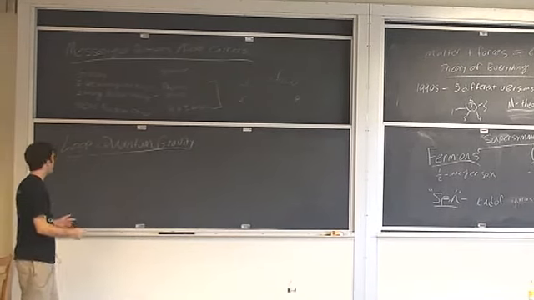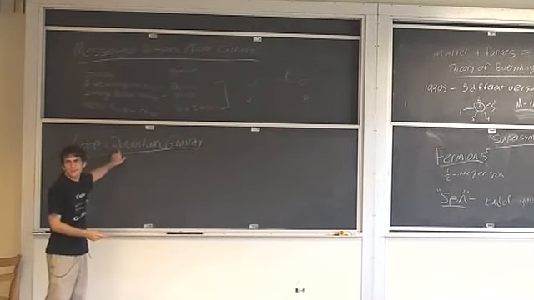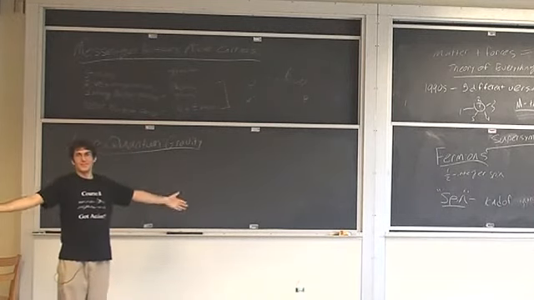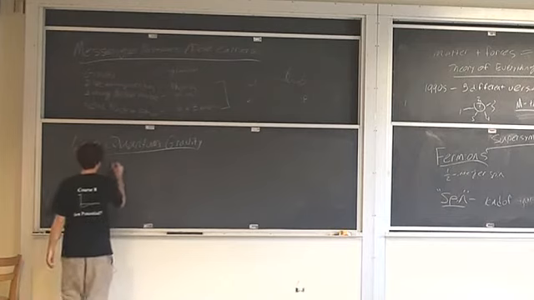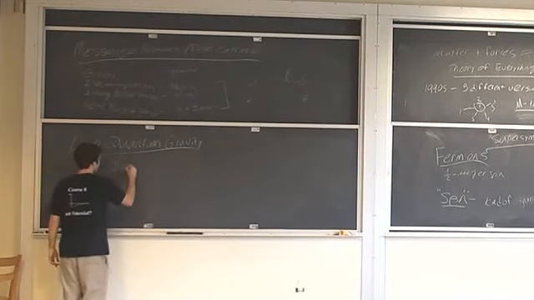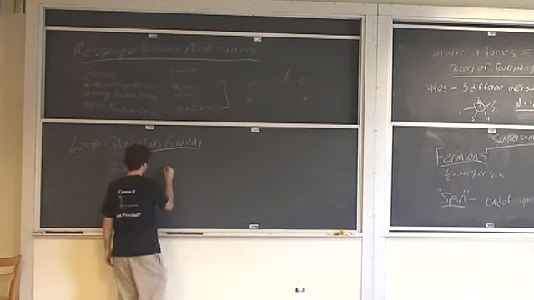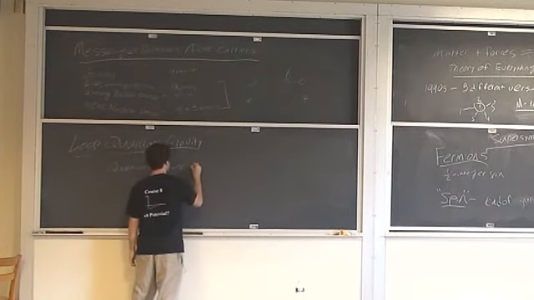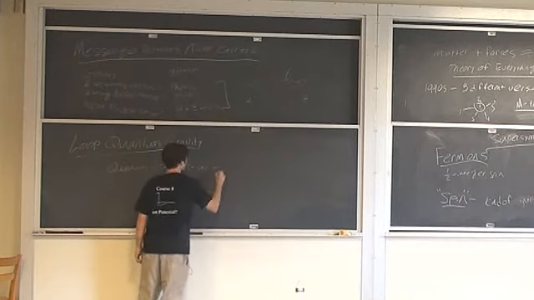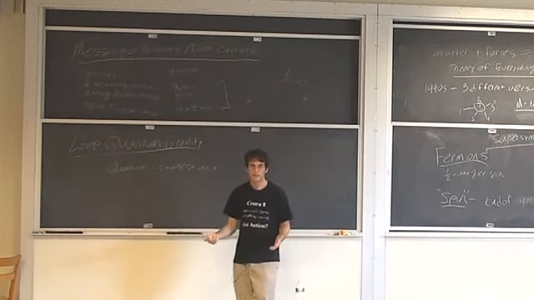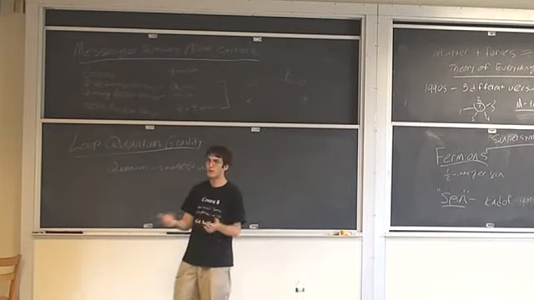Now, to explain loop quantum gravity, I should probably finally explain what the word quantum means, because I've been using this word many times. You might be wondering, what does quantum mean? Quantum just means the smallest unit of something. So for example, matter has quanta. Matter comes in quanta. There's a quantum of matter.